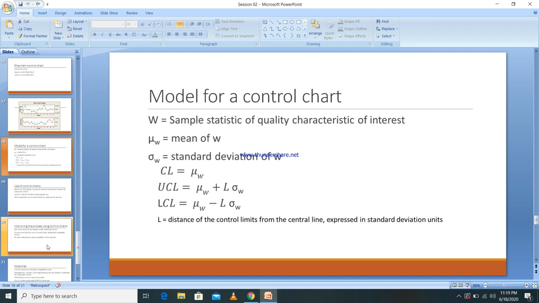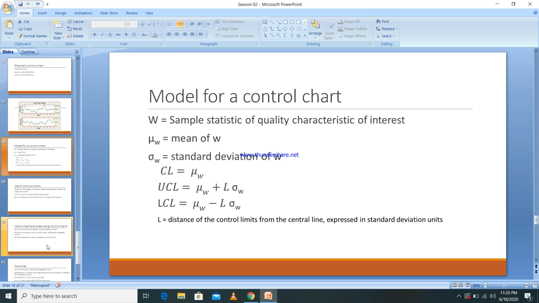When it comes to a control chart, the next important point is how you are going to construct, or draw, this control chart. In that case, take W as the sample statistic of the quality characteristic of interest. For example, if we are going to find out whether the production of medium size pans is in control, let's take W as the waist size. Let's say you have 100 pans, so we can measure the waist size of each and every pan, and then you can find the mean value of those 100 waist sizes.